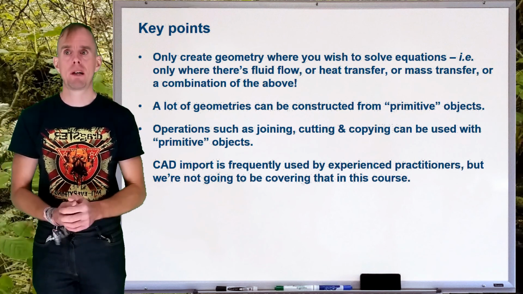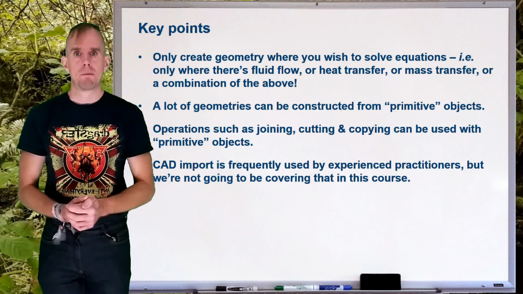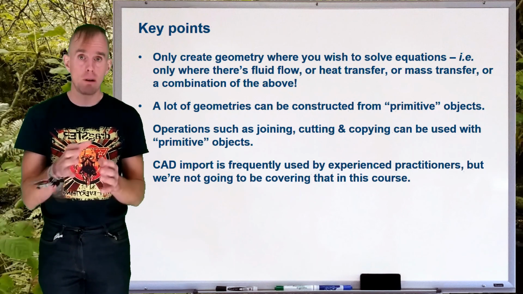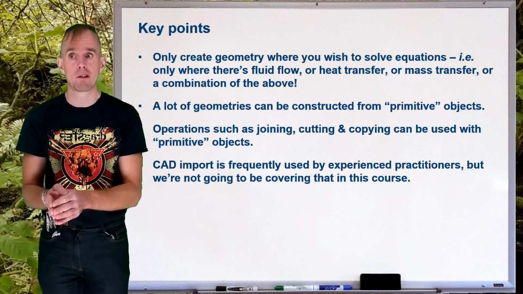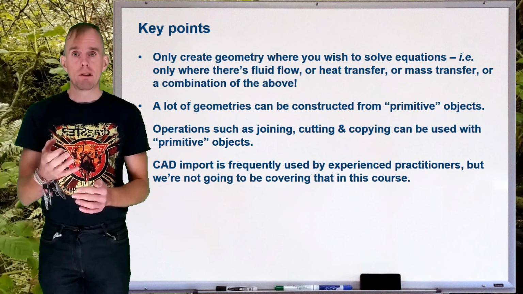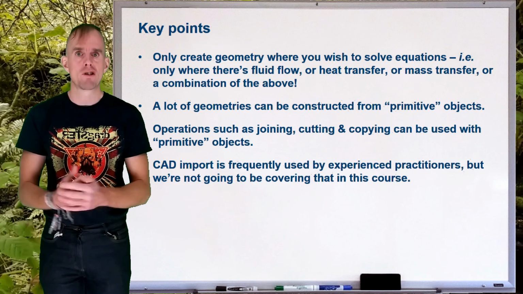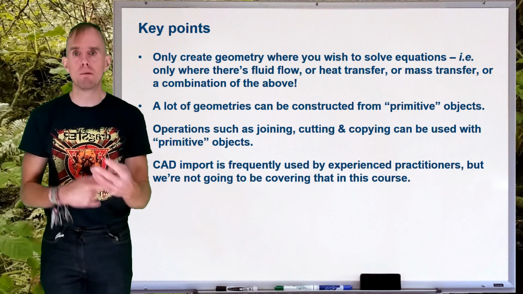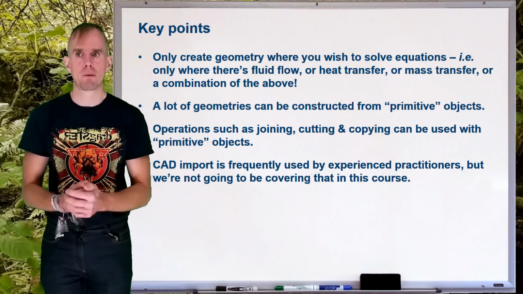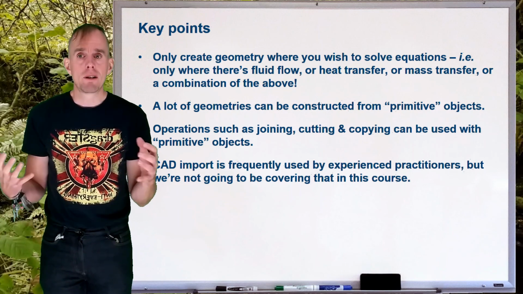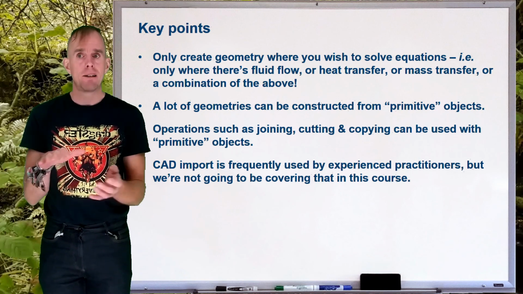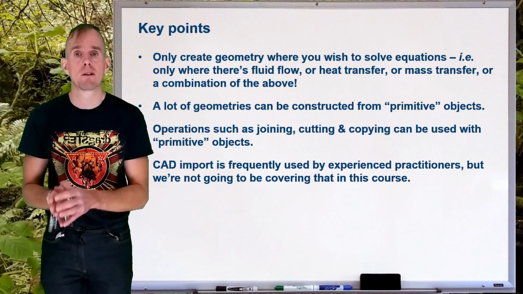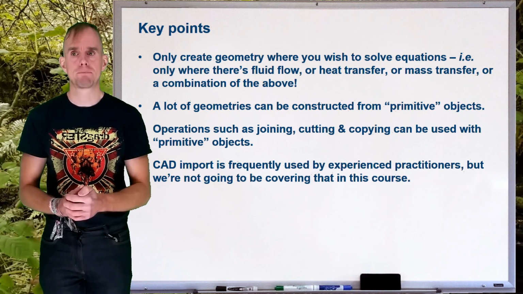So let's recap a few key points. Remember the golden rule: you only create geometry where you're solving equations. So for a fluid flow problem, you only create geometry where the fluid is. A lot of geometries, especially for relatively straightforward engineering analysis, can be constructed using primitive objects, combinations of cubes, of cylinders, of spheres, and so forth. Don't forget you can join these things together, and you can cut them, and you can copy them. Clever use of cutting and copying can save a lot of time when it comes to drafting an object.